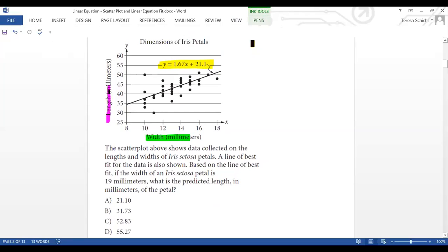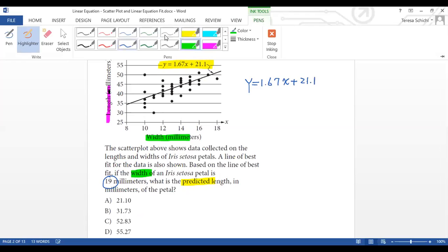They will give you the regression line of the fit, and then they want you to predict the length in millimeters. This one will be pretty easy. I know y is equal to 1.67x plus 2.21. So they want the petal width to be 19 millimeters. The width of the petal is 19 millimeters. They want to find the length here.